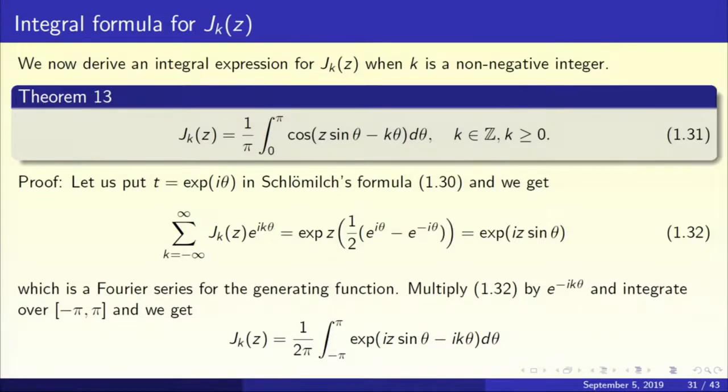Now you observe that 1.32 is a Fourier series. The left hand side of 1.32 is a Fourier series. The only difference is that I have written the series in complex form. Remember, our Fourier series was a0 plus a1 cos x plus b1 sin x, etc.